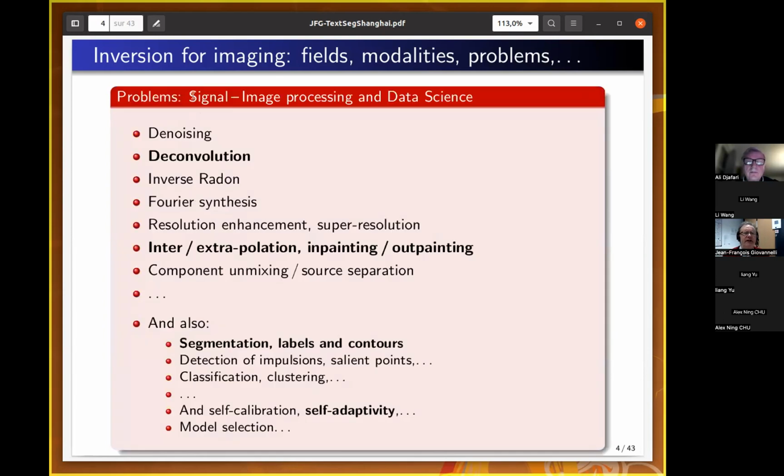Regarding signal processing or data science problems, we face denoising, deconvolution, Fourier synthesis, for example, interpolation, extrapolation, that are standard signal processing problems. We also have additional problems, for example, segmentation, that I will talk about. It could be detection of impulsions, classification, and so on. And in addition, estimation of additional parameters. I will detail that later on. For this presentation, I will deal with deconvolution, interpolation or extrapolation, and segmentation and estimation of some hyperparameters. Feel free to interrupt me and ask a question, or we can have questions at the end of the talk, of course.